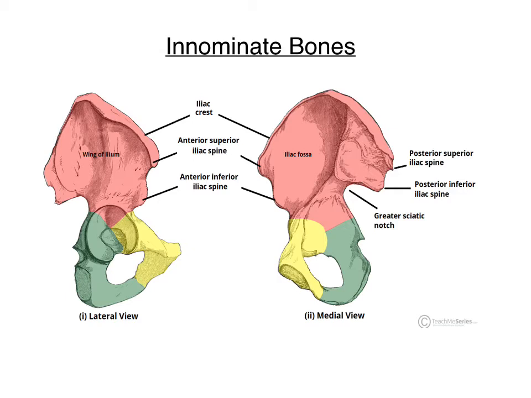It has a large prominence at the bottom. You can see it's called an ischial tuberosity, on which the body rests when sitting. When we are sitting, it's a large prominence where the whole weight of the body is resting, which is called the ischial tuberosity.